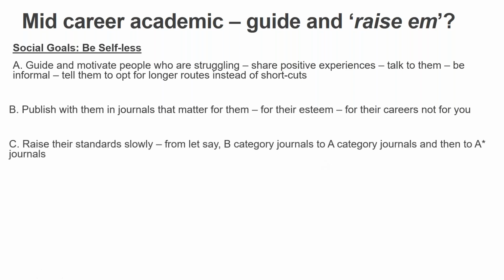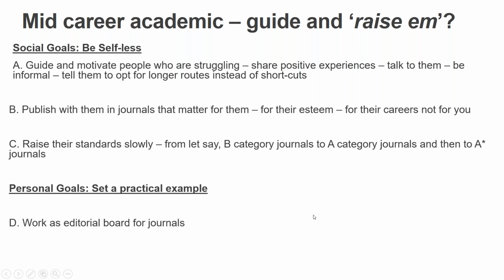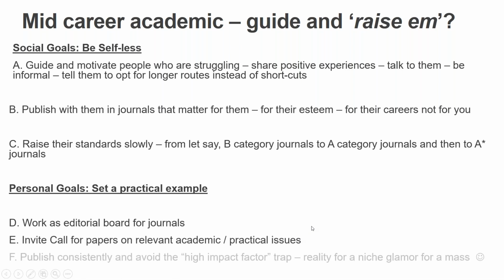Another social goal can be to raise their standard slowly, and raising the standard is a very important aspect. Let's say they started publishing in B category journals. You can also give them a route to A category journals, and of course leading to A star category journals. And then some personal goals: work on editorial boards for journals, advise journals, advise people, invite calls for papers, and finally, publish consistently and avoid the high impact factor trap.